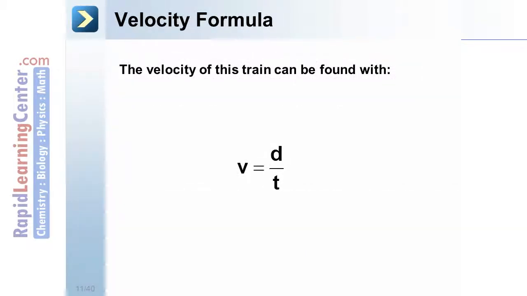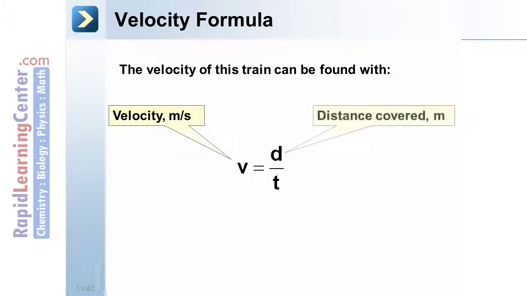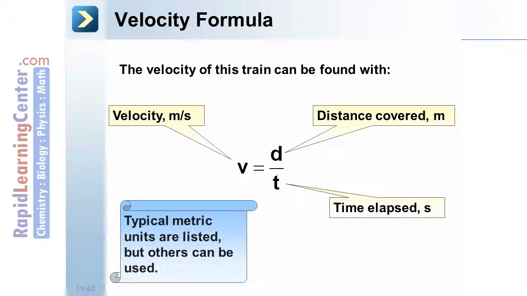The velocity of this train can be found with the following formula. Velocity equals distance divided by time. Velocity would typically be in meters per second. Distance would typically be in meters. And the time would typically be in seconds. Other units can be used, but these are the typical metric units.